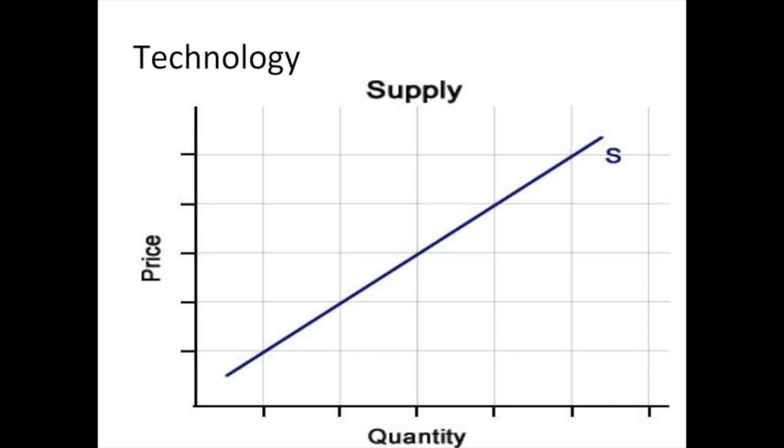Our next shifter is technology. New technology is always going to shift to the right. Better machines, new processes, just overall being more efficient. Because of this efficiency, there will be more products made and the supply curve will move to the right. The only way technology would cause a shift to the left would be if machines broke and products could not be made. Fewer products would lead to a left shift because there are fewer products. But this rarely happens, and technology is almost a guaranteed shift to the right.